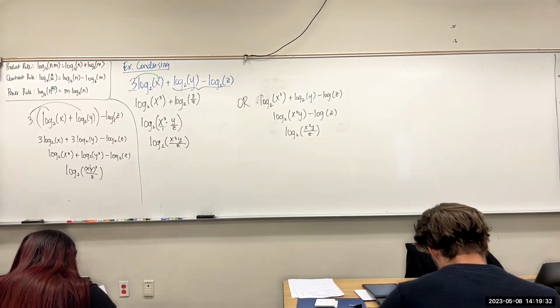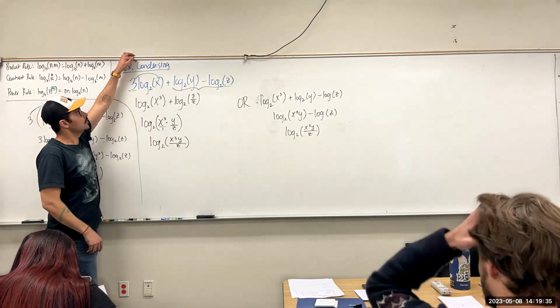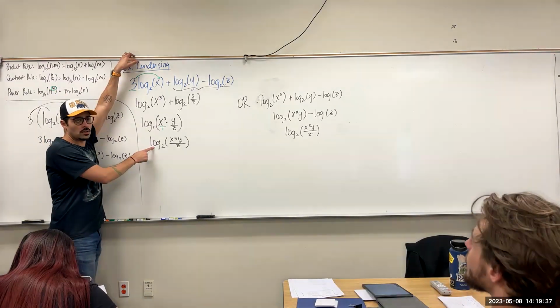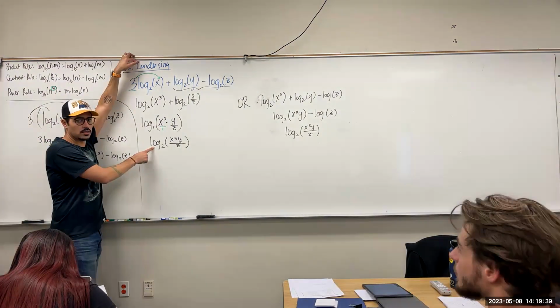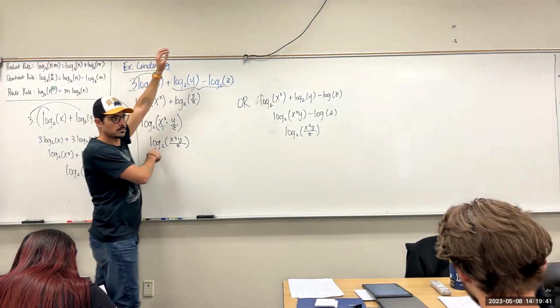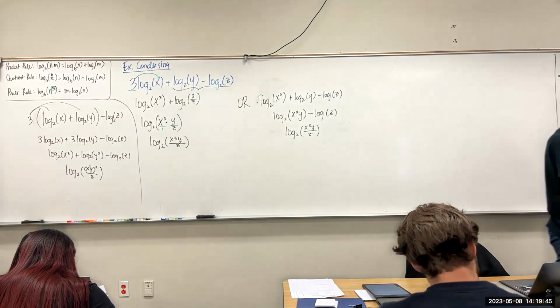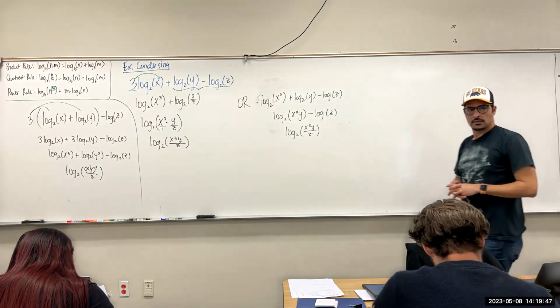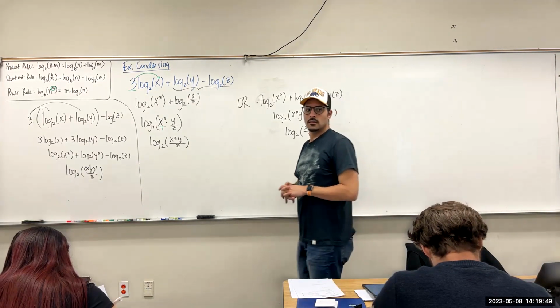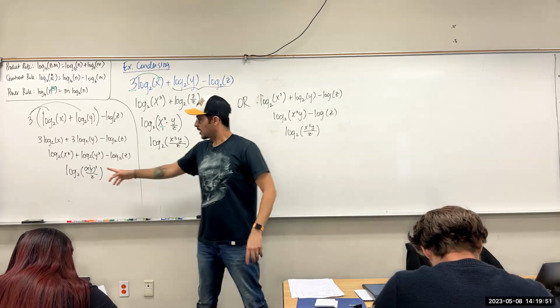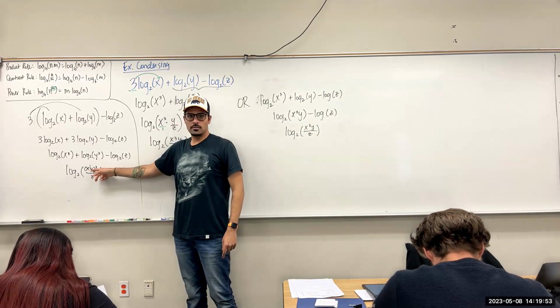Forgot to say one thing, guys. For condensing, you know you're finished when you only have one log. If you have more than one log left, you're not finished. At the end of your condensing, everything should just be with one log. It might be written in different ways, like x cubed, y cubed.